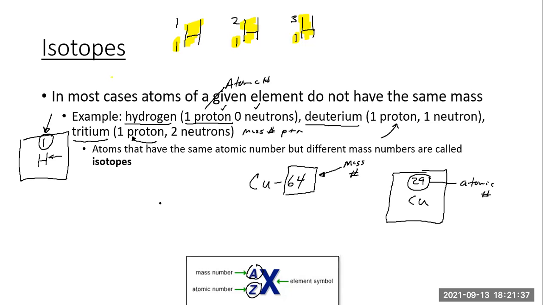And if we were to turn that into sort of this format, we would do Cu, atomic number from the periodic table would go on the bottom, mass number would go up on top. And how many neutrons would that copper atom have? Take a second and tell me how many neutrons would that copper atom have?